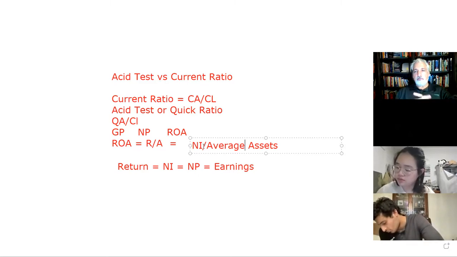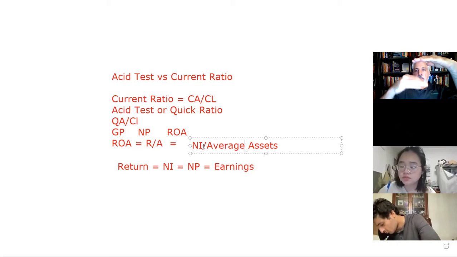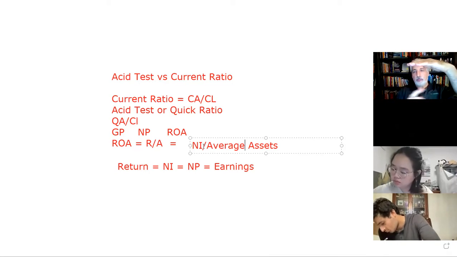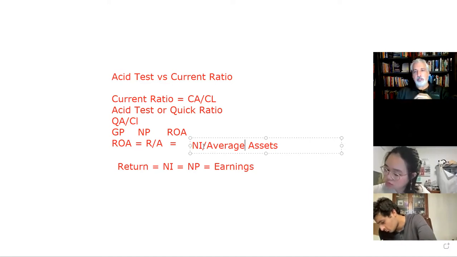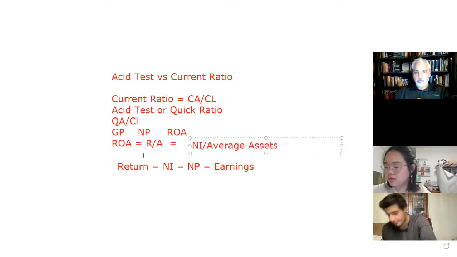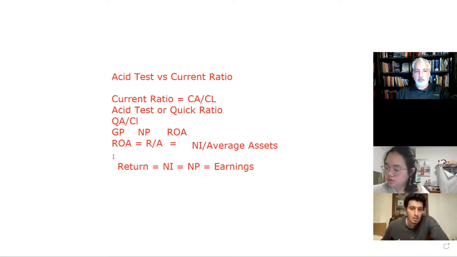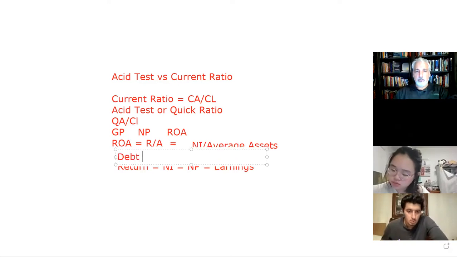Earnings per share, earnings, net income in the numerator, average number of shares for the year in the denominator. Return on equity, net income numerator, average equity in the denominator. But if I do a debt ratio, I go straight out and I say, oh, I know that. I can do a debt ratio. What's our debt ratio? How do we calculate debt ratio?